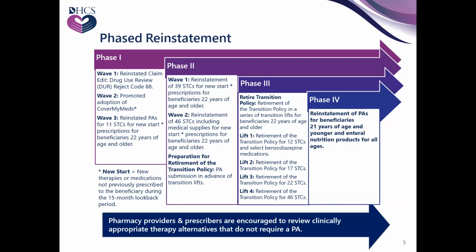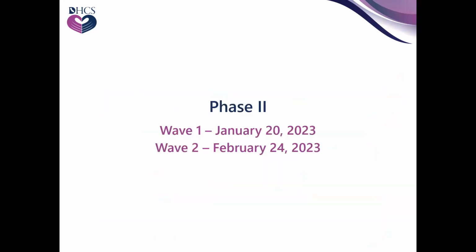Next, let's discuss Phase 2. Phase 2 included 2 separate waves. Wave 1 included the reinstatement of 39 STCs, and Wave 2 included the reinstatement of 46 STCs, including medical supplies. We would like to note that PA requirements for these STCs only apply to New Start prescriptions for beneficiaries 22 years and older. Let's briefly take a look at the STCs reinstated during Wave 1 and 2.